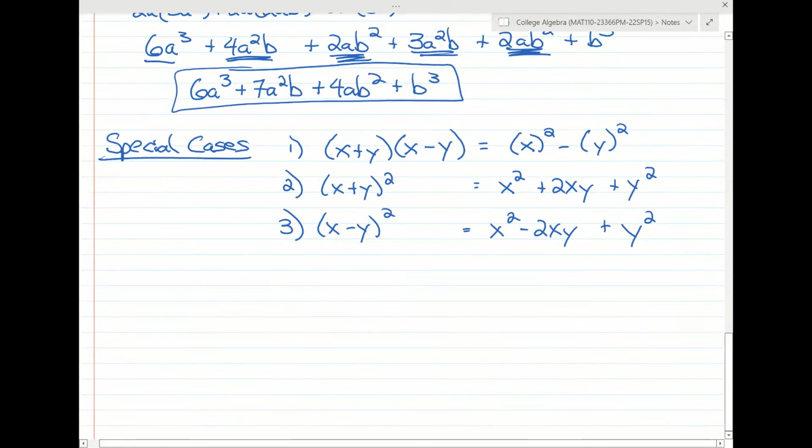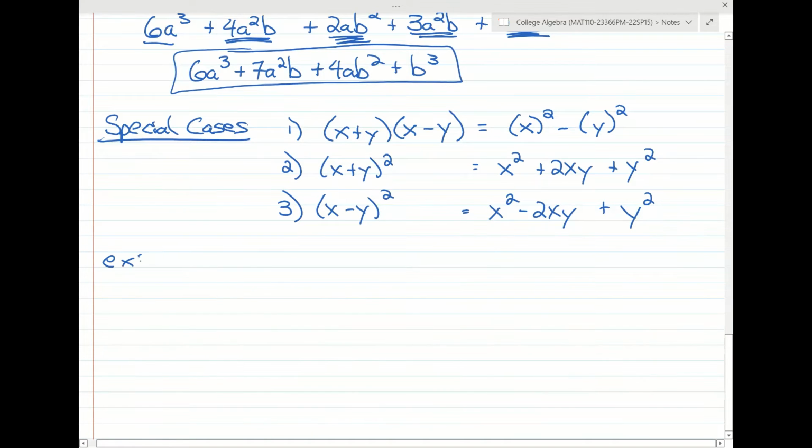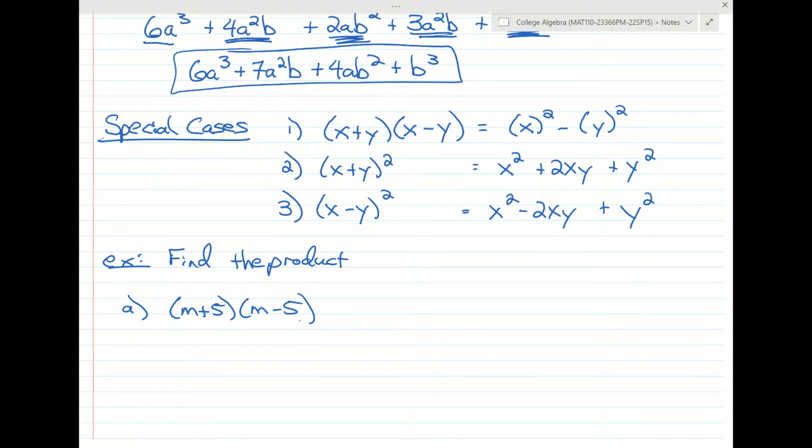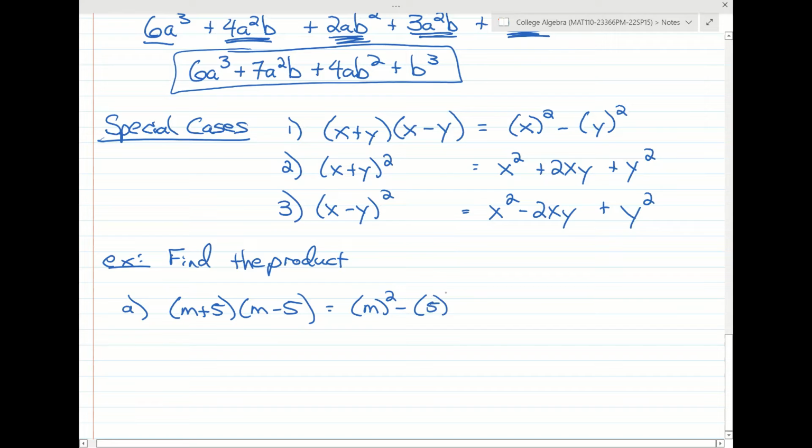So let's go through what these examples could look like. The directions will just be to find the product again. Let's say we had m plus 5 times m minus 5. If you wanted to, you could FOIL this like we talked about. But if you notice, this is an example of that first shortcut where you have m and 5 and different signs. So we could just say the answer is just m squared minus 5 squared, which is m squared minus 25.